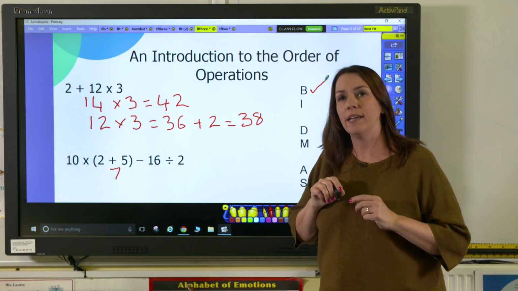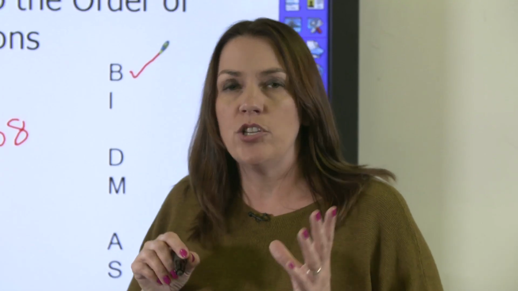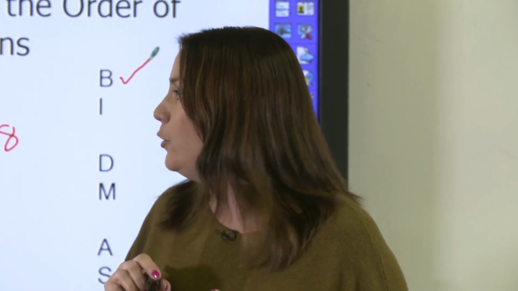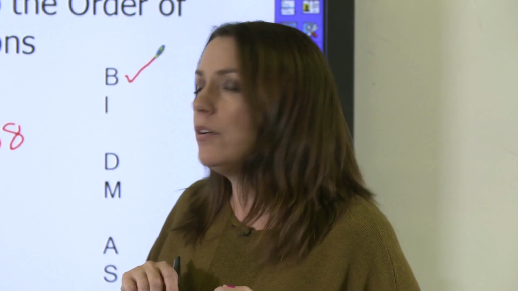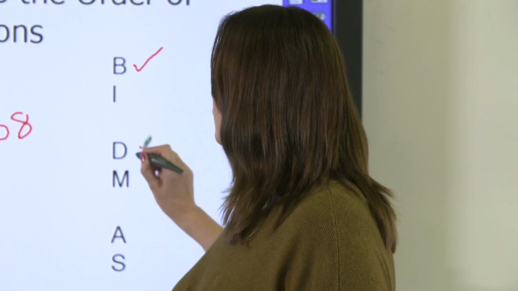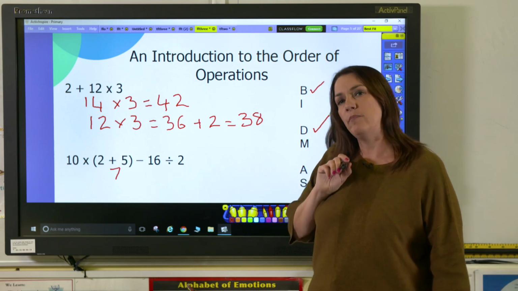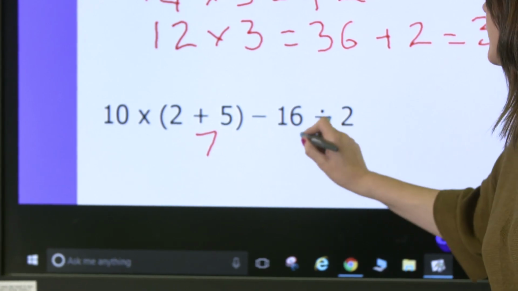Then we have I, and I stands for indices. And I tell my children to think of little 2's and little 3's, so it's where numbers are squared or cubed. We don't have any indices in this calculation, so I can move on. The D stands for division. And I do have a division in this one. It's 16 divided by 2, which we know is 8.